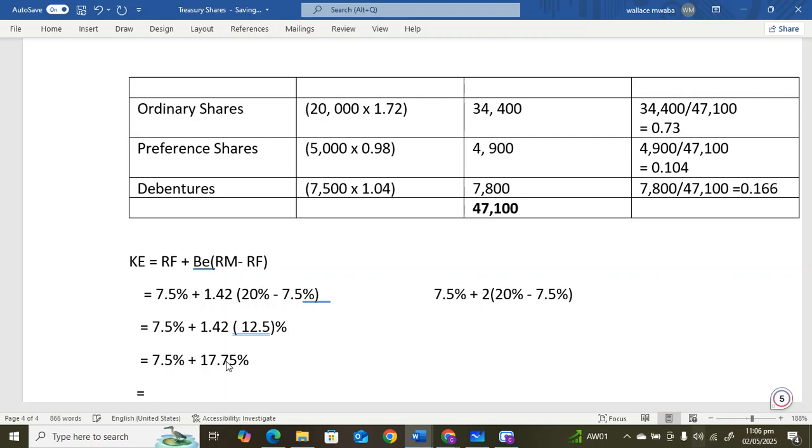So 7.5 plus 17.75 is 25.25%. So that is the return that is going to make the providers of equity financing happy.